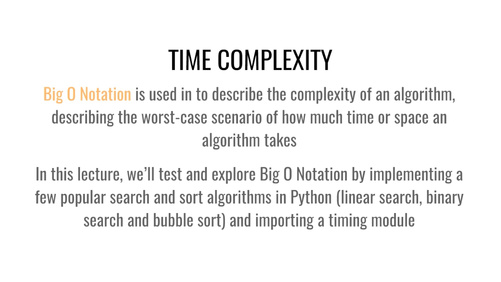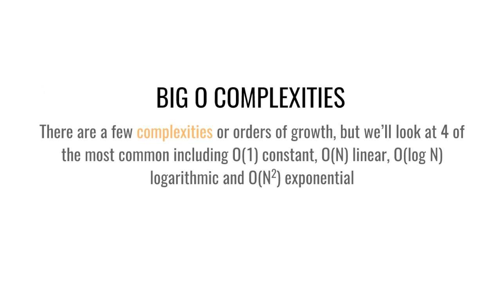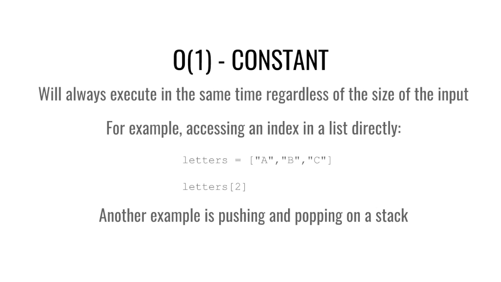Pretty straightforward. So big O notation is all about how much time an algorithm takes, not in the best case, but in the worst case. And there are many different complexities or orders of growth. We'll look at four of them in this lecture: constant, linear, logarithmic, and exponential. So let's go ahead and start with constant notation.